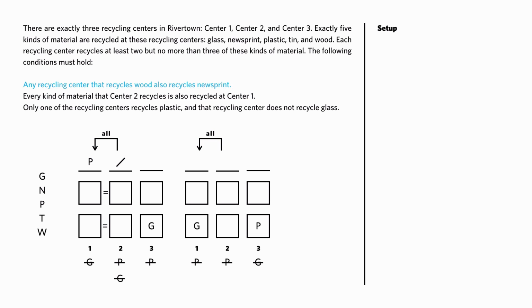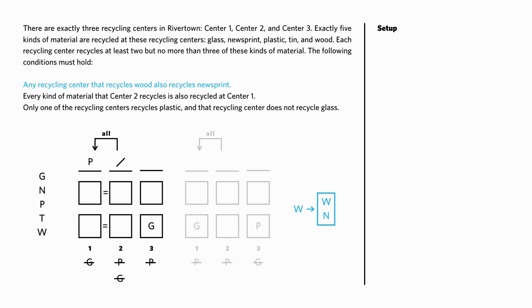Now we need to return to the first rule, which tells us that any W must be accompanied by an N. Note that this doesn't mean that W and N must always go together. Notice that we could have an N without a W, and that wouldn't violate this condition. What it does tell us is that when we do have W in any group, we must also have an N. And so we can represent that with a conditional. We can also make a small inference in the first frame based off this rule.